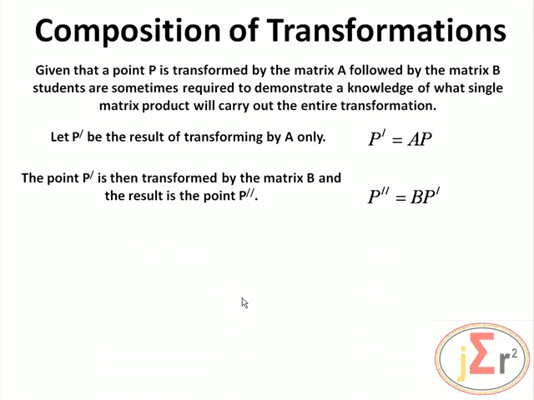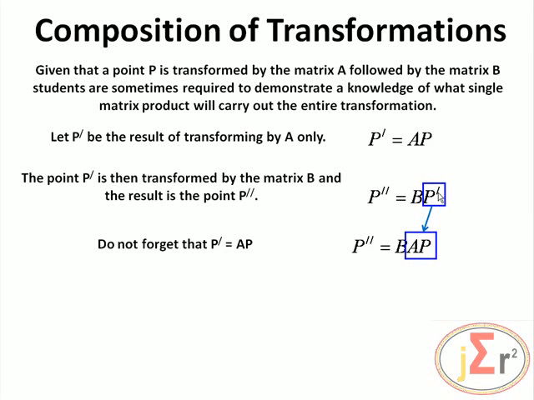The point P prime is then transformed by the matrix B, and the result is P double prime. The matrix B is not going to be operating on the point P, but on the point P prime, and the result is P double prime. Of course, P prime is determined already to be A multiplied by P. So do not forget that P prime is AP. So P double prime is equal to B times A times P.